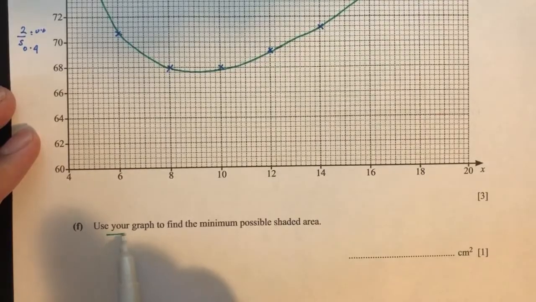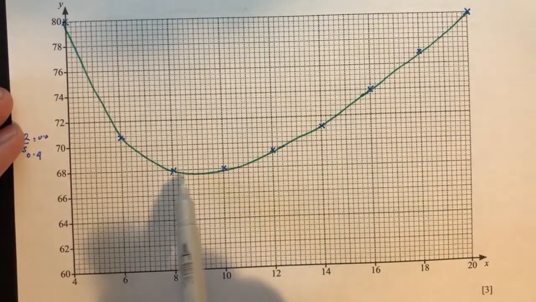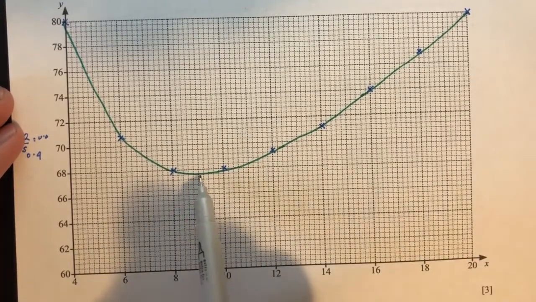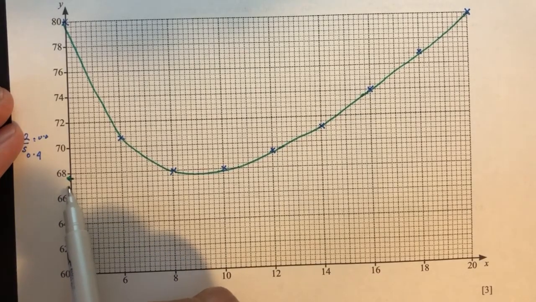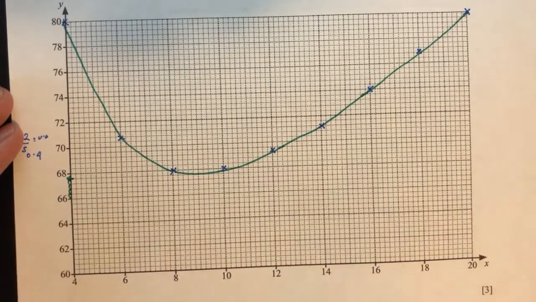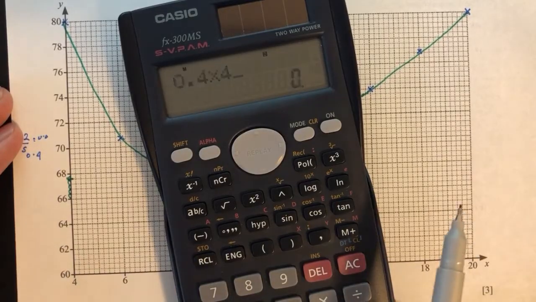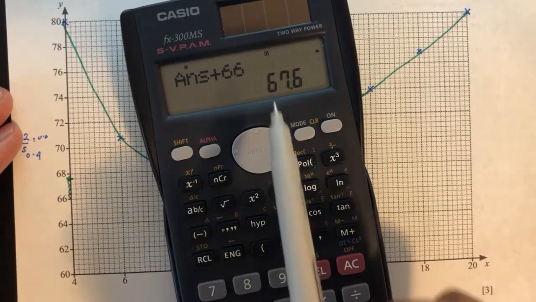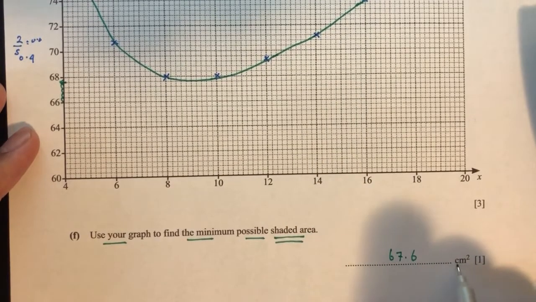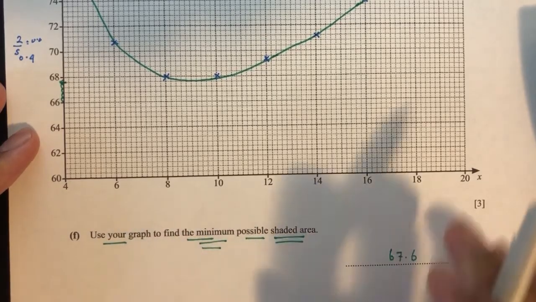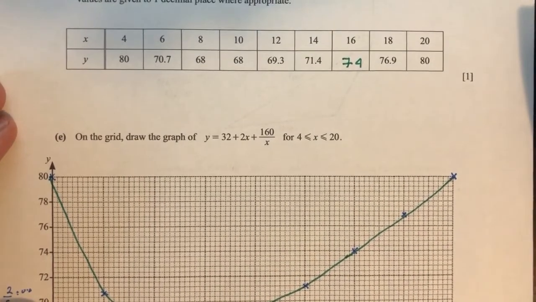Now F, use a graph to find the minimum possible shaded area. So as you can see here, it will be about this point. So let's find that. The area will be about here, which is the value of, if you count, is 1 square, 2, 3, 4 squares, which will be 4 times 0.4. So 0.4 times 4, because 1 square is 0.4, plus 66, that will be 67.6. Your answer will be 67.6 centimeters square will be the minimum possible value of the area. So that was question part D, and let's move on to the next question.